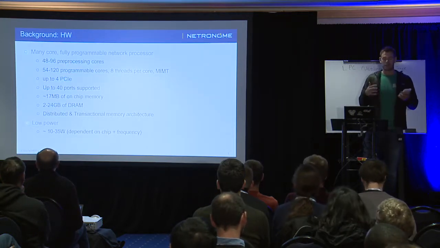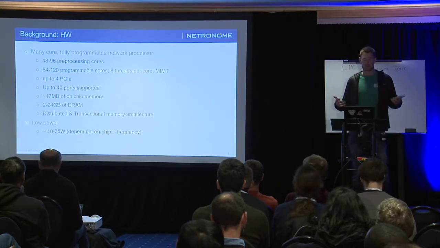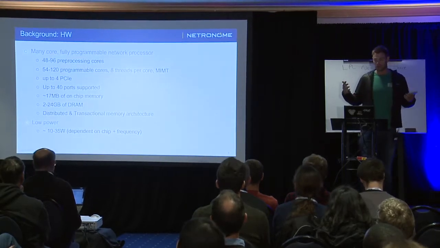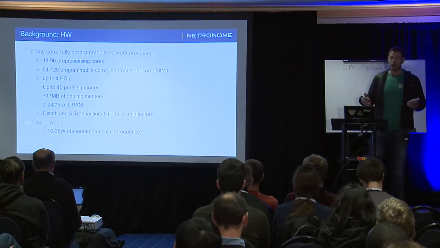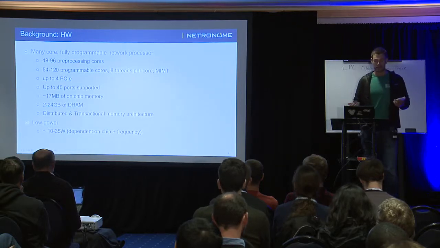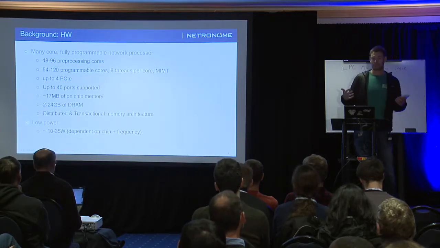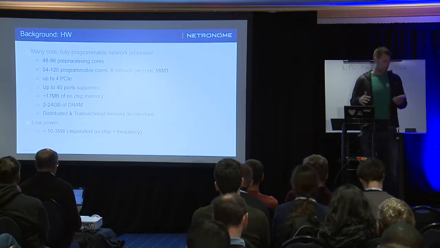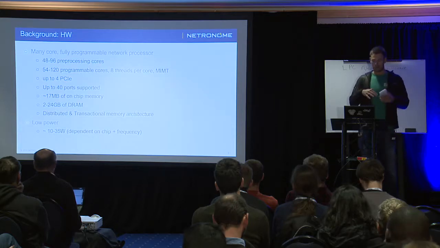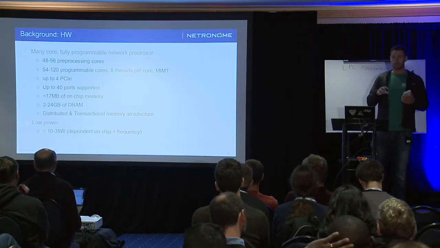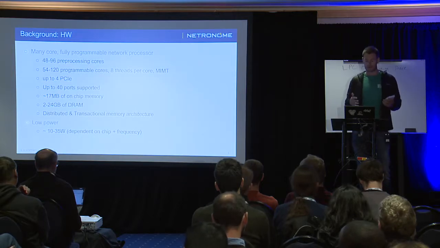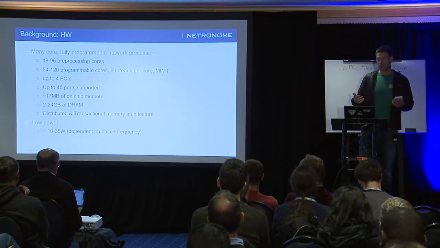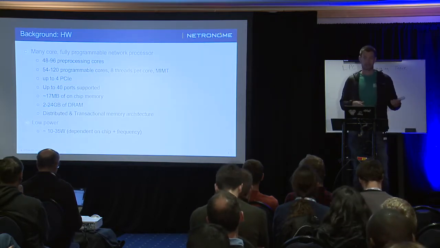What we have is a many-core, fully programmable network processor, which sits on a NIC. You've got up to hundreds of programmable cores, 8 threads per core. You've got up to 4 PCIe, and you've actually got, bizarrely, up to 40 ports supported on one of the chips. You'll see that's relevant for something I'm going to talk about a little later, but it's basically a large mesh of small processing elements which all get put together in this many-core architecture. The final bit is that we're also pretty low power, so 10 to 35 watts depending on the chip and the frequency.